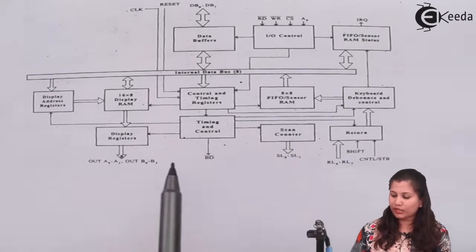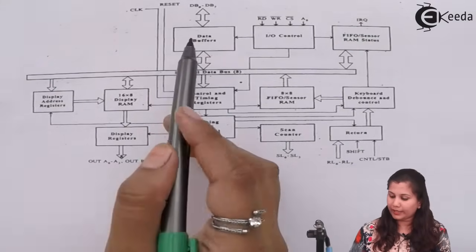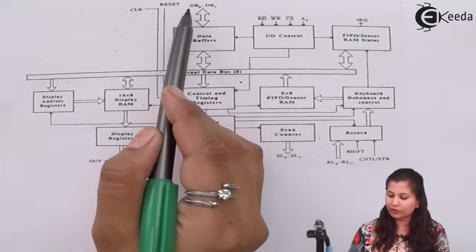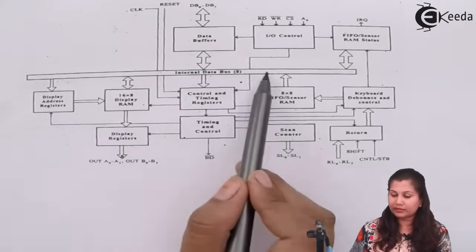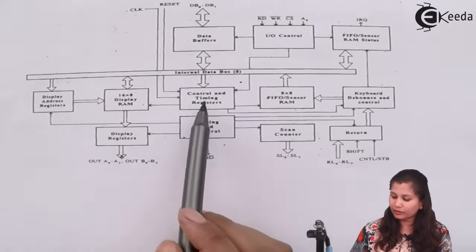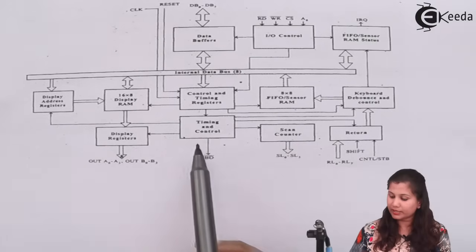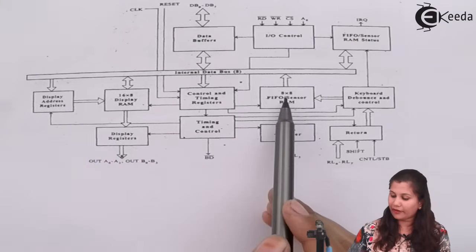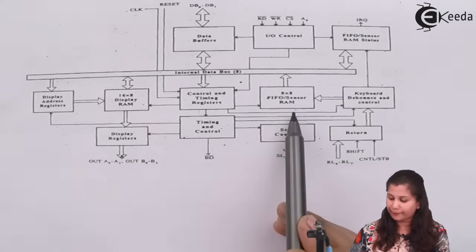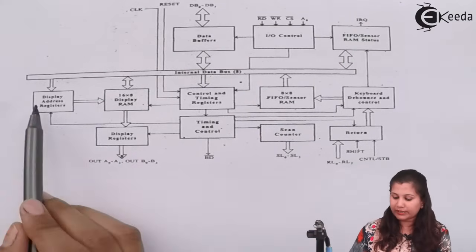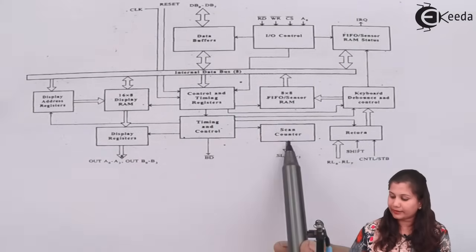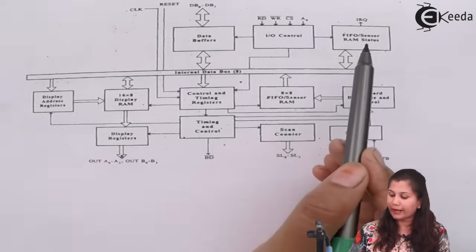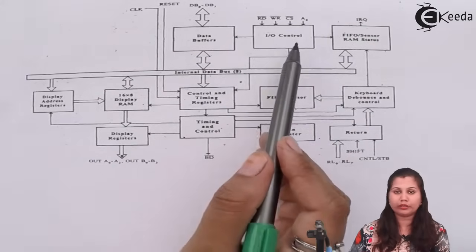In this block diagram, you can see there are various blocks like the data buffers, which are connected with the data bus DB0 to DB7. Then we have the internal data bus of 8 bits, and the timing and control unit. We have a 16x8 display RAM and an 8x8 FIFO sensor RAM. Now we have the display address registers, the scan counter, the return, keyboard debounce and control block, then the FIFO sensor RAM status and input output control.